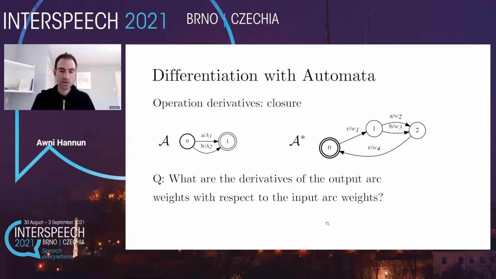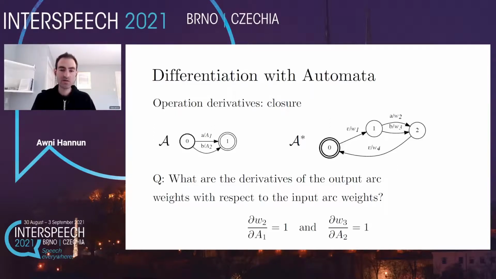Okay, so with the closure, in this specific example, there are two non-zero derivatives. It's because there are only two arcs in the input graph. Now, if we look to see where arc A1 ended up in the output graph in the closure, we see that it led to arc W sub 2. So the derivative of W sub 2 with respect to A sub 1 is 1.